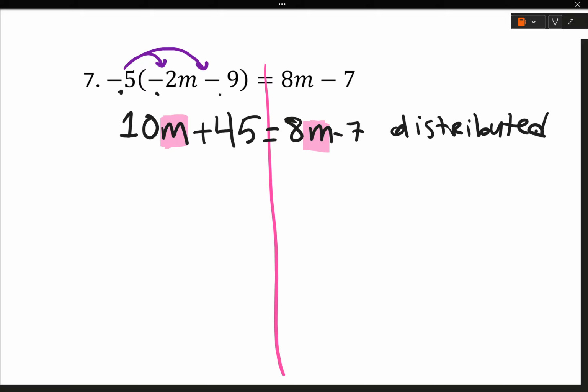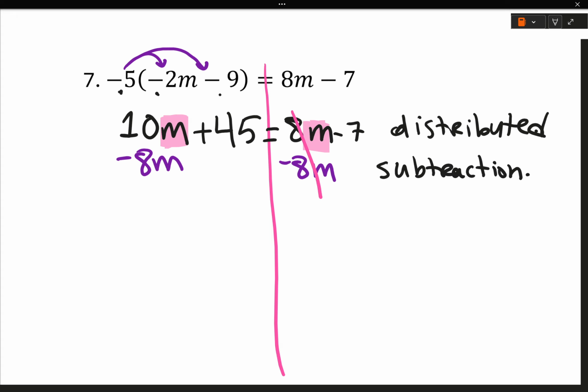Okay, now let's see. We got m's on both sides. Let's move them to the left, just to stay consistent. How could I move positive 8m to the left? Let's subtract it. On the left side, 10m's minus 8m's is 2m's. I'm bringing down that 45. We didn't do anything to it. And the negative 7 on the right. Be careful, don't lose that negative.